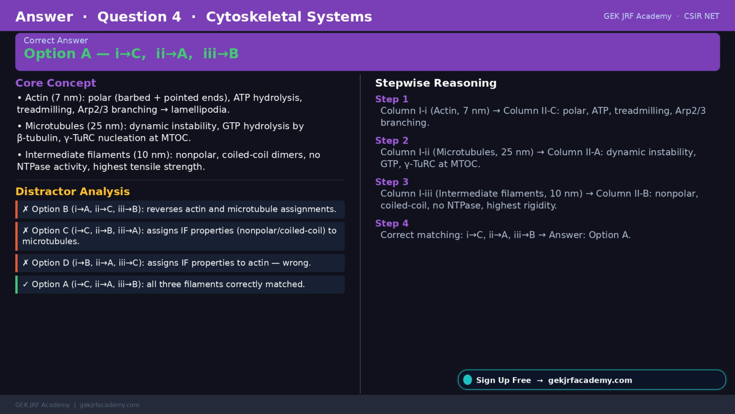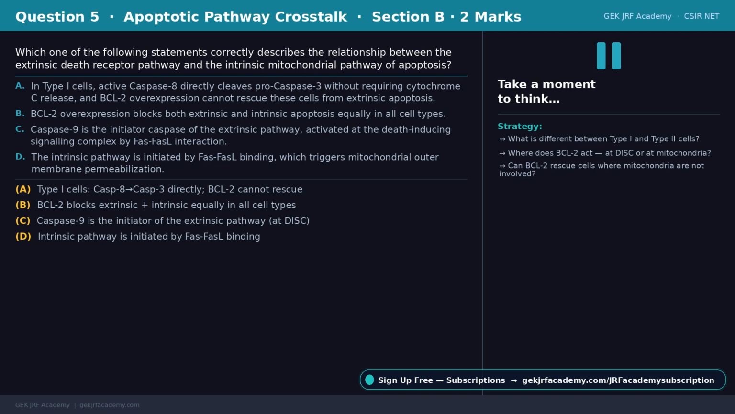Option B reverses actin and microtubule assignments. Option C assigns coiled coil properties to microtubules. Option D assigns intermediate filament properties to actin. Only option A correctly assigns actin to C, microtubules to A, and intermediate filaments to B. The answer is A.